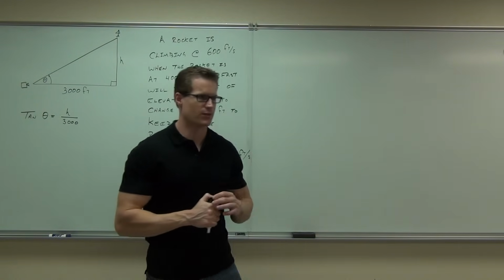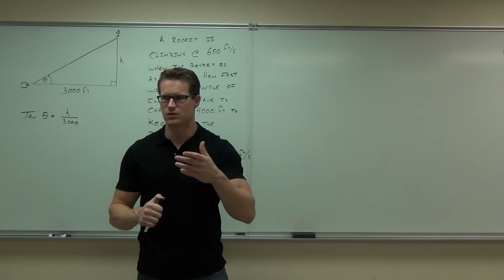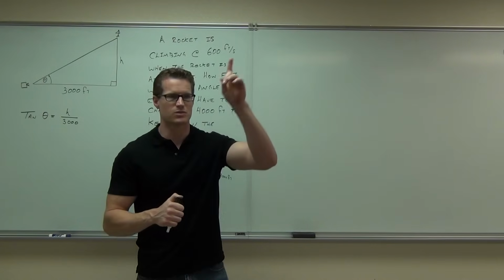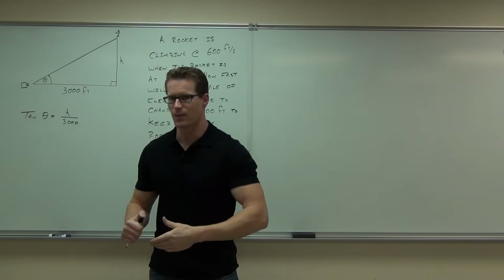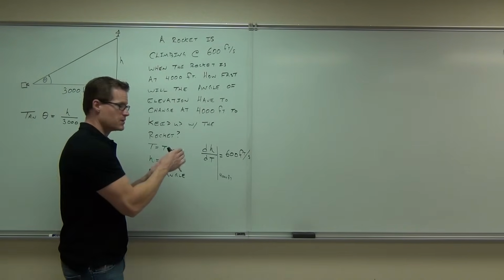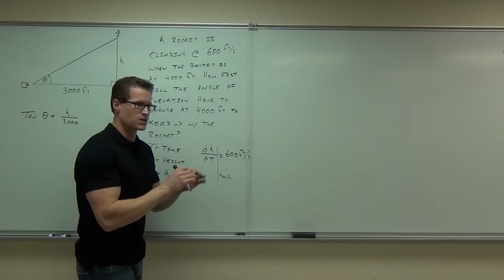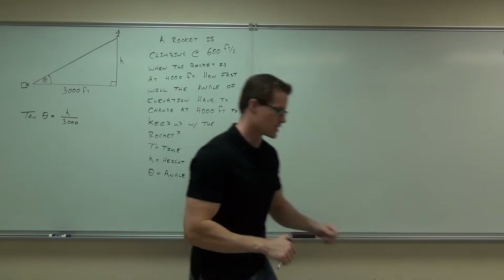Rockets, when you have a source of propellant, they don't climb at the same rate. Typically, those rockets that take off from the ground increase speed and increase speed and keep going until they reach their escape velocity and find that they're gone. Does that make sense? So right here at this 4,000 feet mark, we're increasing at 600 feet per second. That's our change in height compared to time.